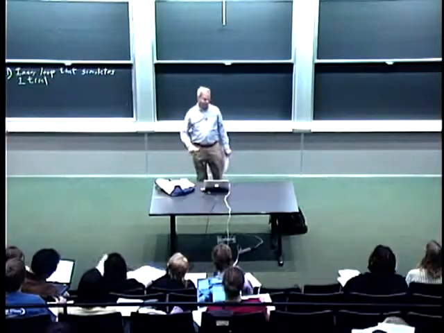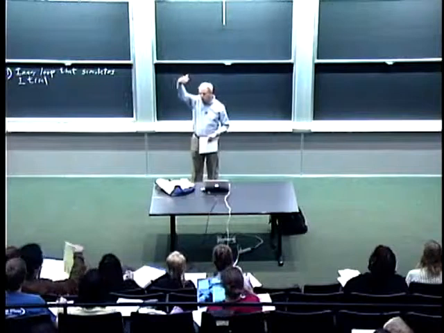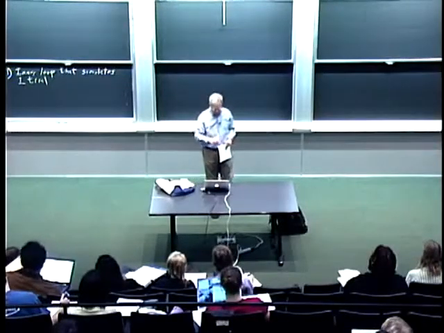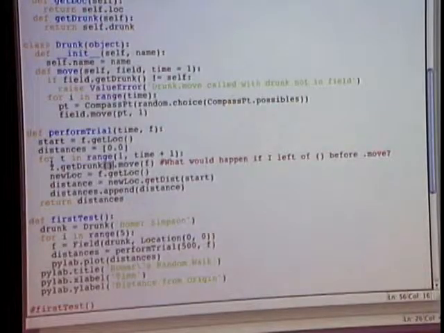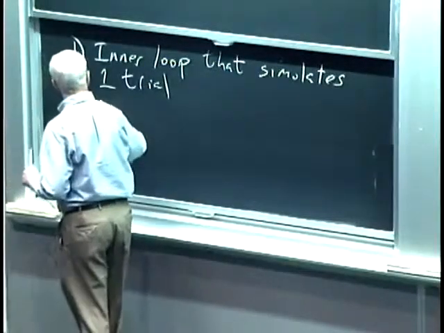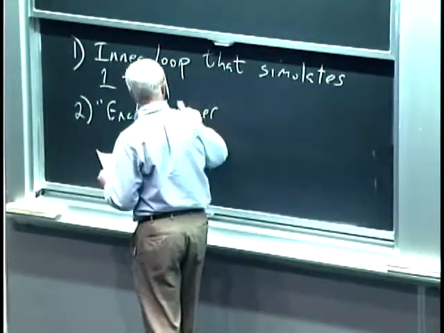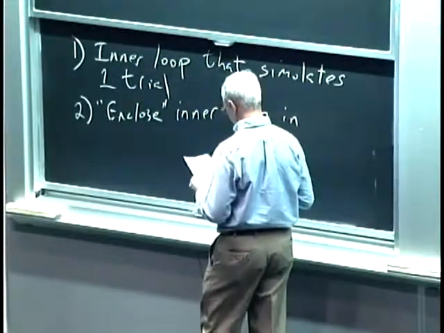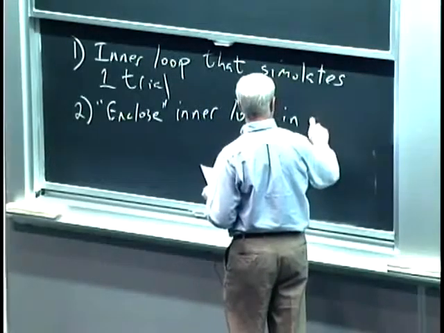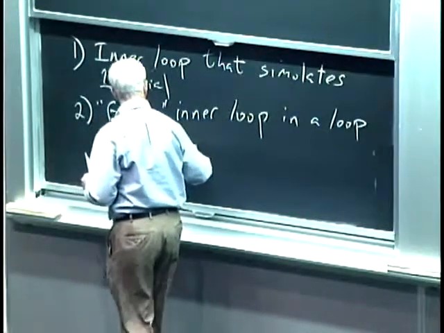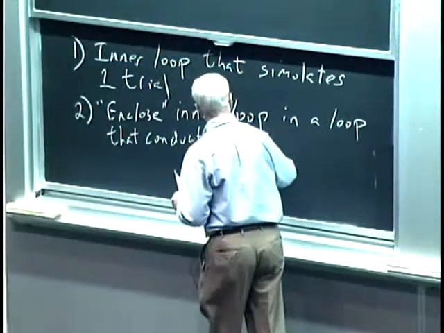So when I say an inner loop, what I mean is not that I'll write a program with a bunch of nested loops, but that I'll write a program with some function calls. And down at the bottom of this stack will be performTrial, which simulates one trial of some number of seconds in this case. And then I'll, quote, enclose, unquote, the inner loop in another loop that conducts an appropriate number of trials.